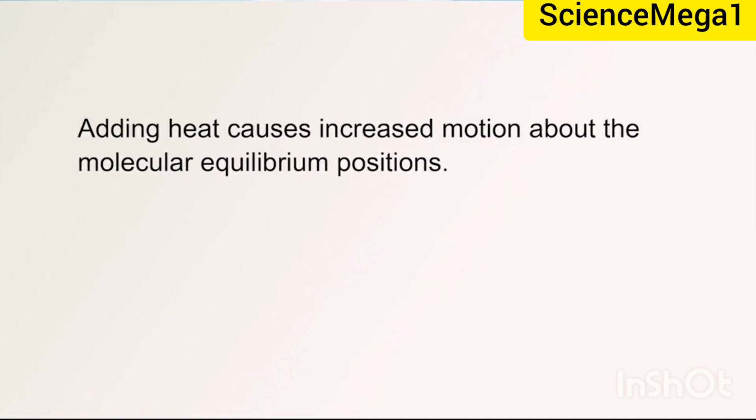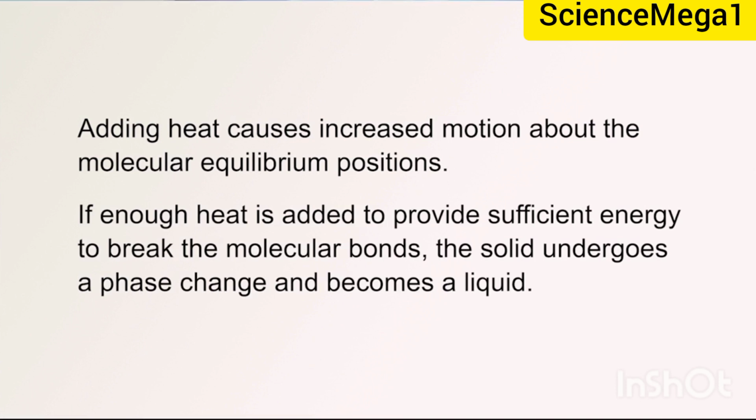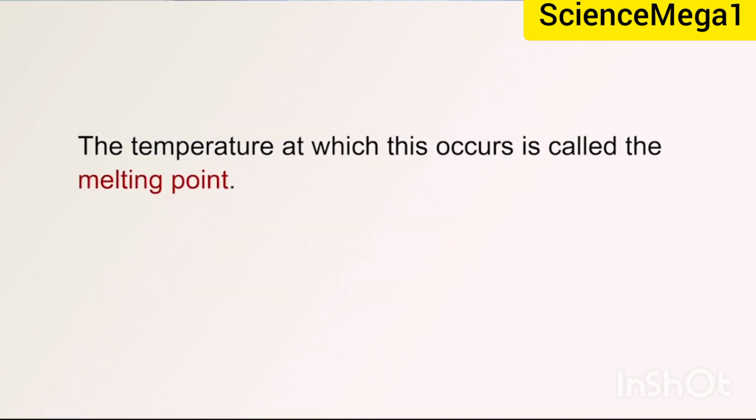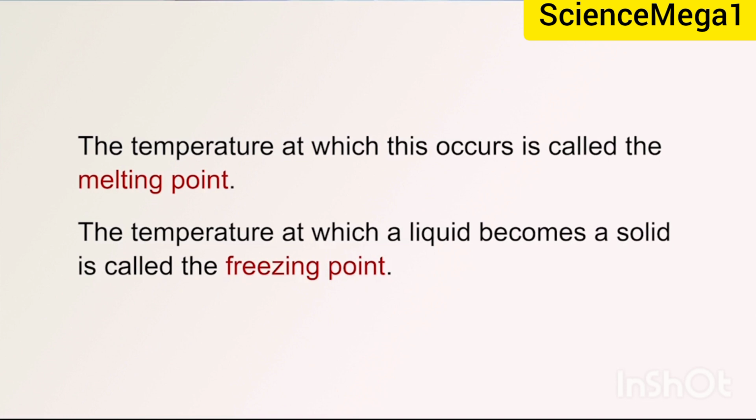Adding heat causes increased motion about the molecular equilibrium positions. If enough heat is added to provide sufficient energy to break the molecular bonds, the solid undergoes a phase change and becomes a liquid. The temperature at which this occurs is called the melting point. The temperature at which a liquid becomes a solid is also called the freezing point.